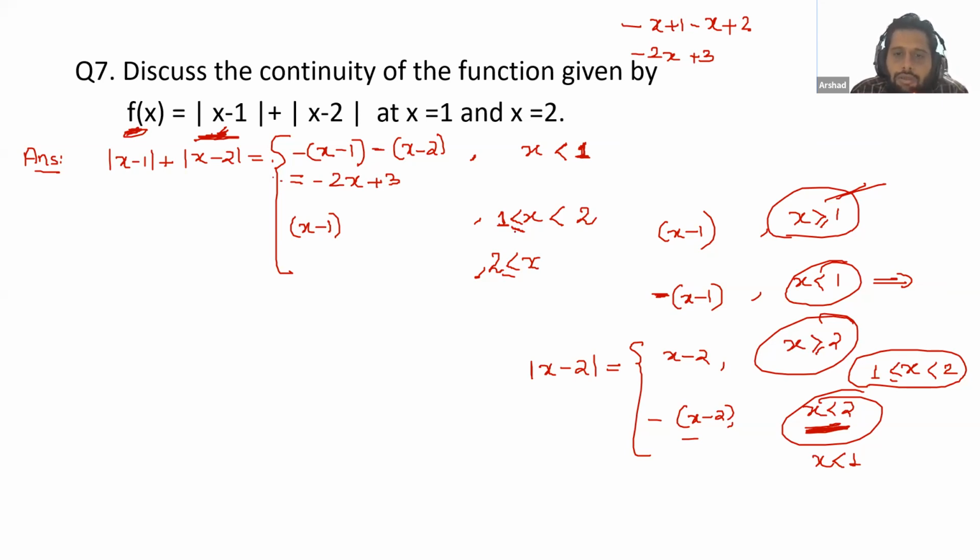Rifat, now can you tell me for the second one, x is greater than or equal to 1, less than 2, in place of this modulus x minus 2, what can we write? Will it be positive or negative? Positive. Who said this? Umair, positive. Let me check with others. Abdul, will this be positive or negative if the value is greater than or equal to 1 and less than 2?